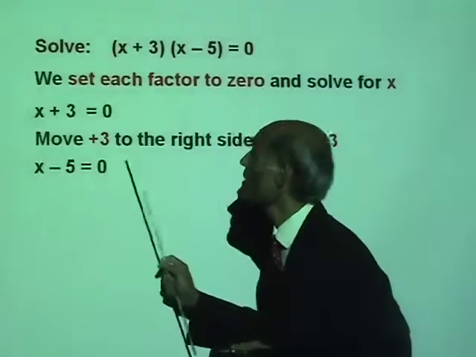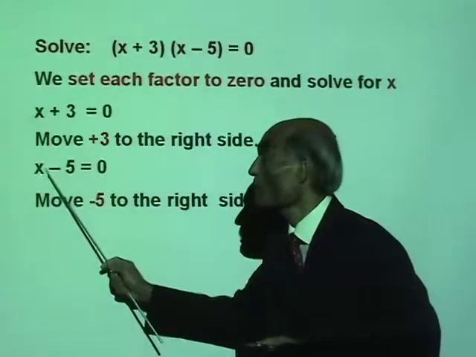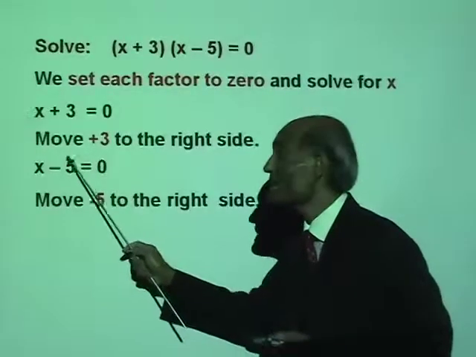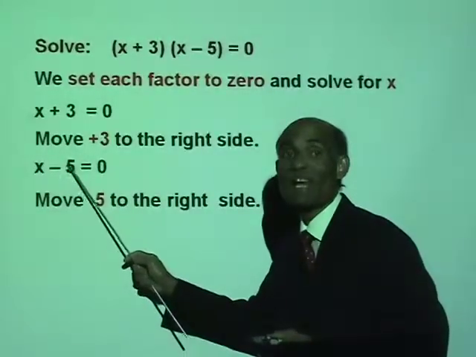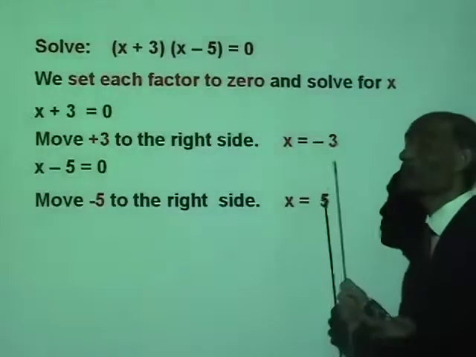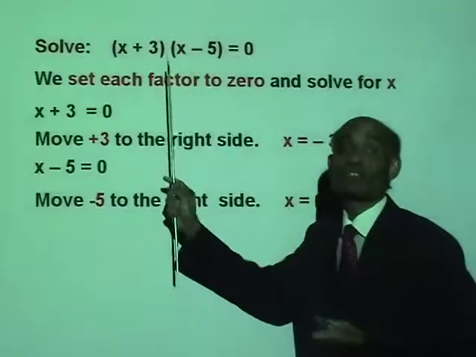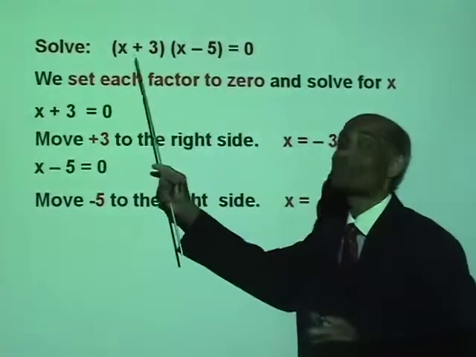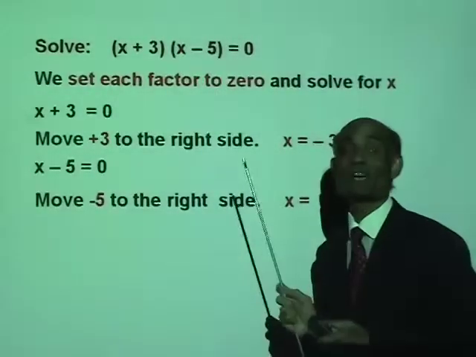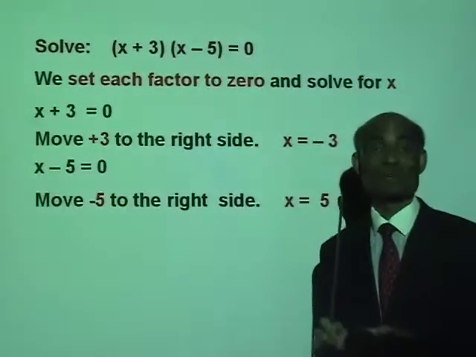We have one more solution by setting the second factor to 0. x minus 5 equals 0. How do you solve it? Move negative 5 from the left to the right. When a negative 5 moves from left to right, it becomes positive 5. That gives me x equals 5. Now, you have two values of x that will make this equation a true statement. x equals negative 3 is a solution of this equation. x equals 5 also is a solution of the equation.